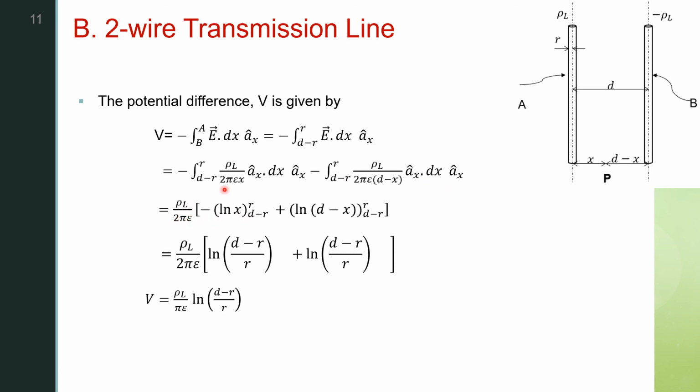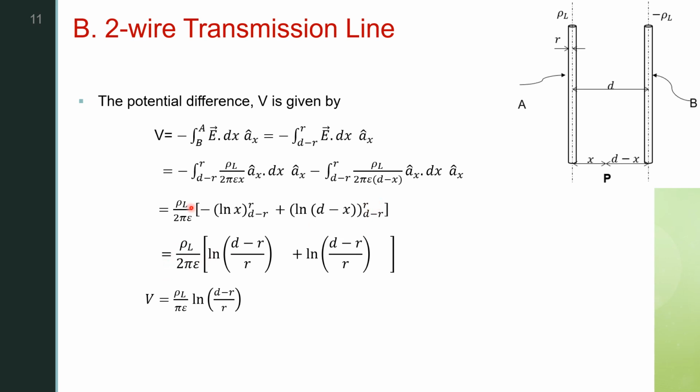This is equal to, we have rho L by 2 pi epsilon common in both the terms, so we have taken that common. Then integrating the first term, integral dx by x is equal to ln x. So we have minus ln x, limit varying from d minus r to r. Then let's look at the second term. Integral dx by (d minus x) is equal to minus ln (d minus x). So that minus and this minus becomes plus. So we have plus ln (d minus x), limit varying from d minus r to r.